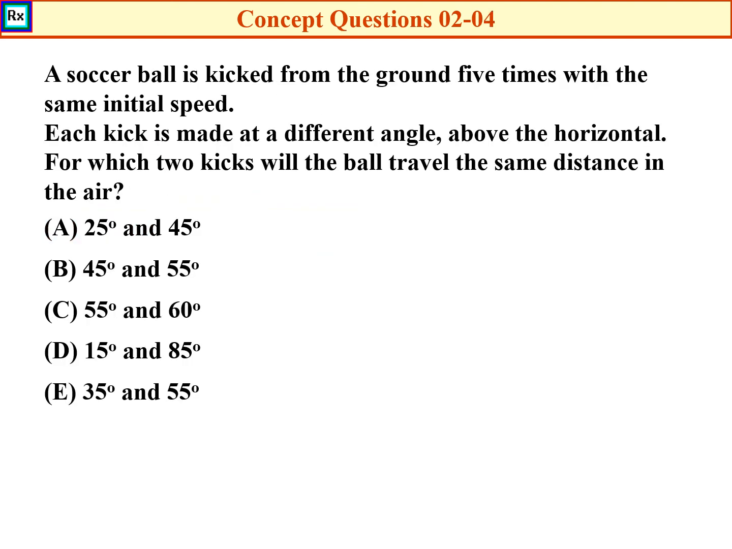This next one, it says a soccer ball is kicked from the ground 5 times with the same initial speed. Each kick is made at a different angle above the horizontal. For which 2 kicks will the ball travel the same distance in the air? All right, so looking at this, in order to get the same distance, it's referring to the same range.